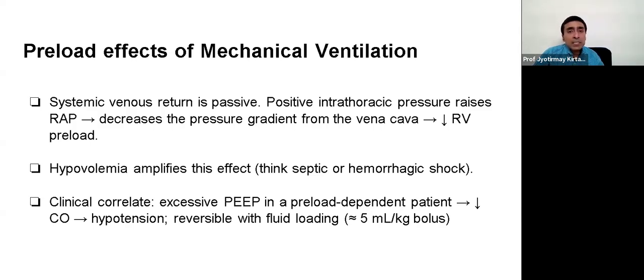So systemic venous return is passive. There is no suction, like a ventricular or atrial pump, which can actually suck blood from the peripheries. No, it's passive. So your positive intrathoracic pressure raises the right atrial pressure, so the gradient reduces, and the RV preload reduces. It is very evident, as we have just discussed in so many ways. Hypovolemia amplifies this effect, like in septic shock, hemorrhagic shock, or extracardiac obstructive shock.